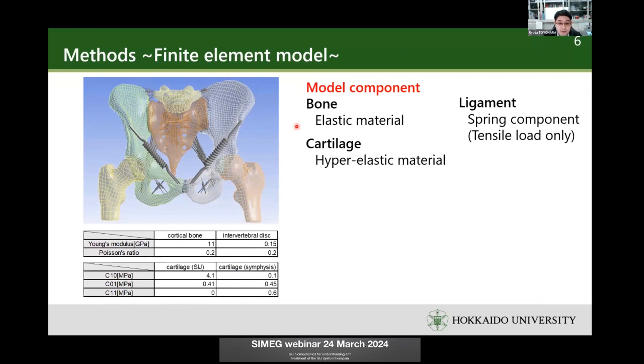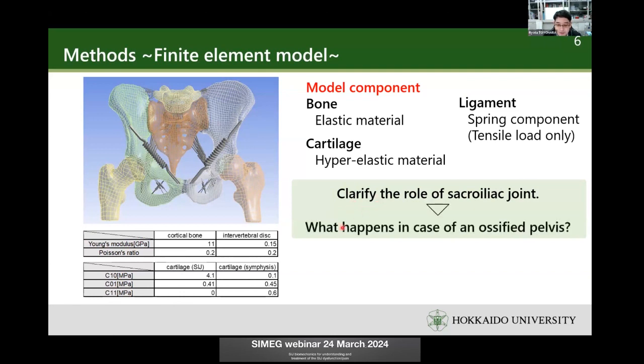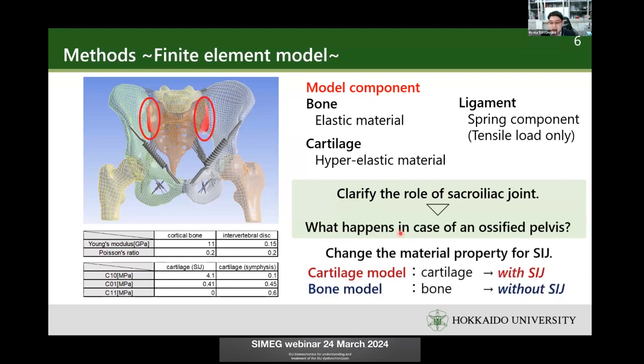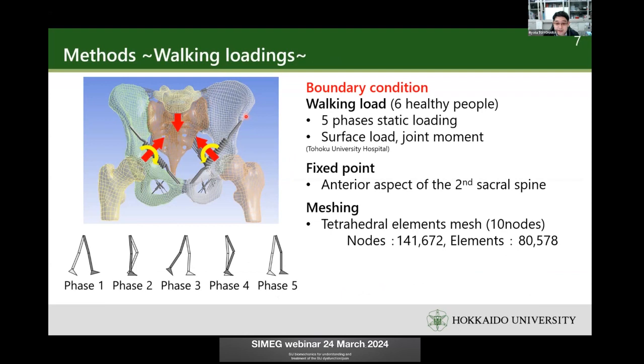Now I show our finite element model of the human pelvis. The bone component and cartilage component exist in this model, and the ligaments are spring components. Here we want to clarify the role of the sacroiliac joint. So this time, we want to show what happens in the case of an ossified pelvis. For this question, we change the material property of the sacroiliac joint. So we prepared two models. The first one is the cartilage model, meaning the property of this joint is cartilage. This means a pelvis with a sacroiliac joint structure. The other model is a bone model. Here, the sacroiliac joint is set as bone. This means without the sacroiliac joint. Next, we apply the walking loading. The walking load, as I mentioned, is divided into 5 phases. The other boundary conditions I show here.